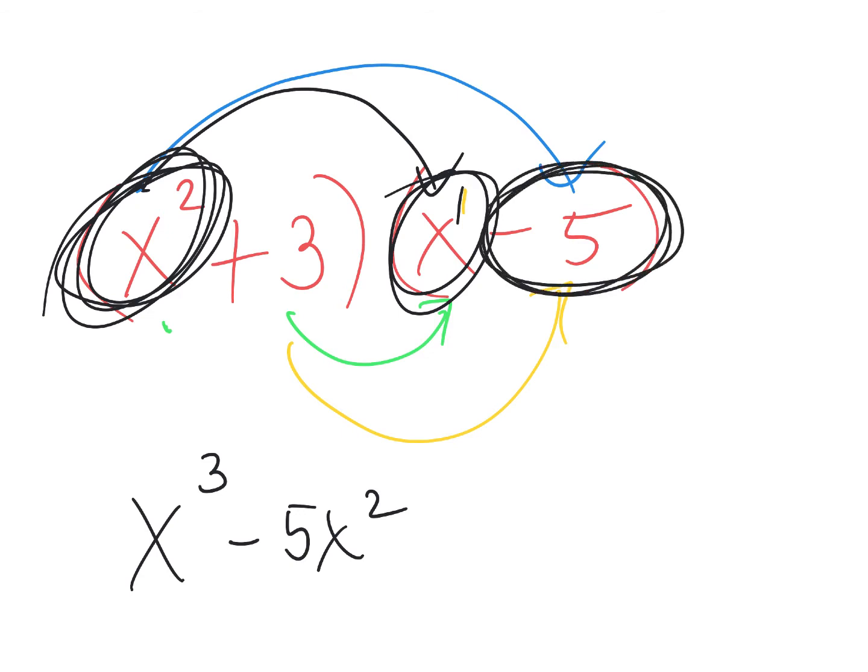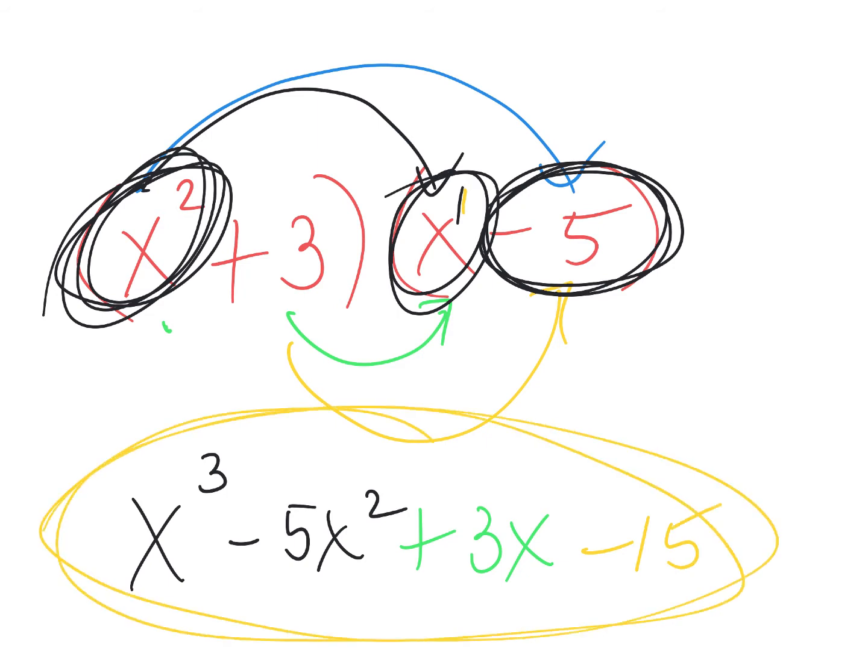All right. And who had the green one? It is 3x. And then last but not least, negative 15. There it is. Now it's easy to tell what the lead coefficient, the lead term is.